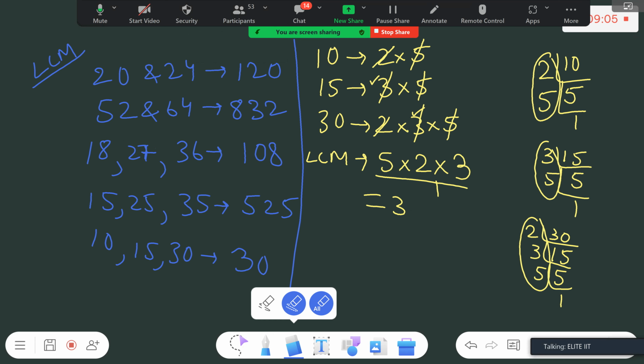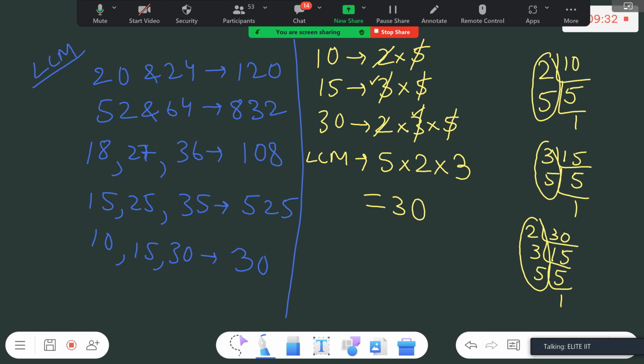10 into 3, 30. Sir, we got only 3 numbers in all groups. If there is any number common in not all 3 but even in 2 also, you will take that number and write it only once. Okay? You understood now how to write it? Answer is simple.